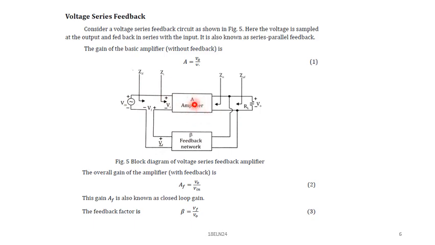The basic amplifier here is a voltage amplifier, so it is the ratio of output voltage to input voltage. So A is given by V0 by Vi. And this is again the feedback network. The feedback network is made up of passive components, a combination of R and other passive components. For the feedback network, the input voltage is V0 and the output is Vf. So here you get the voltage, let's call it Vf.